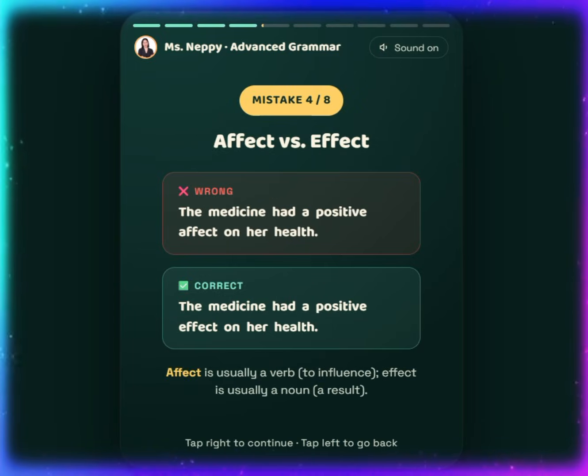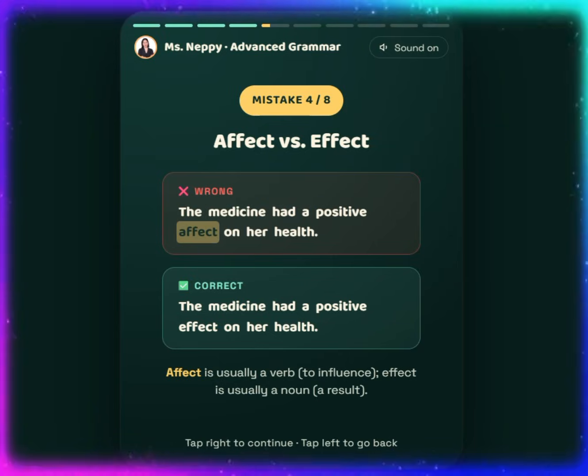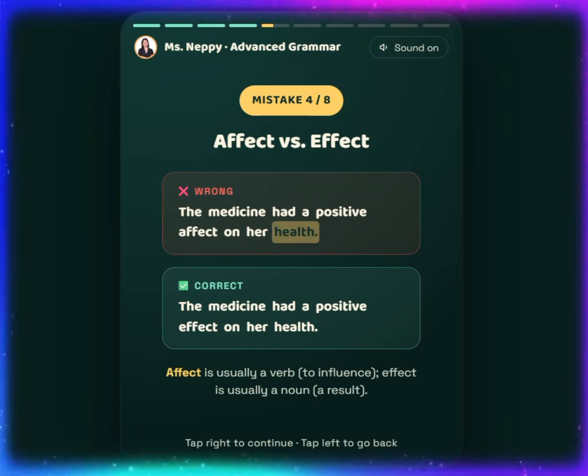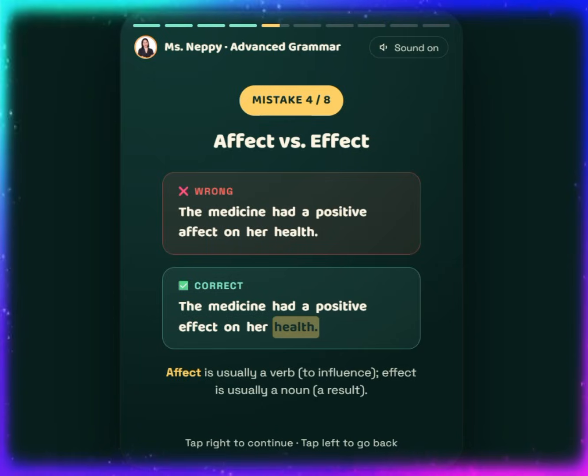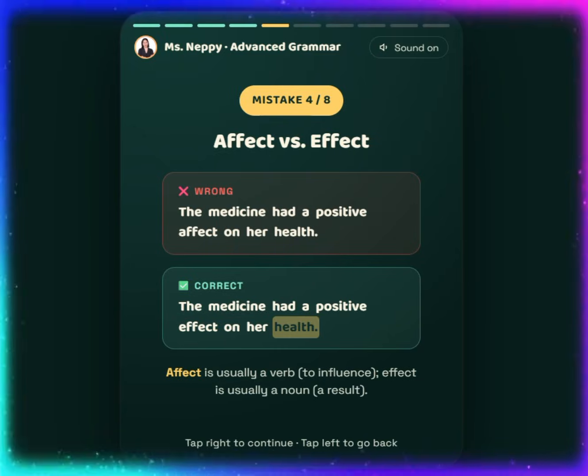Mistake number 4, affect versus effect. The wrong way, the medicine had a positive affect on her health. The right way, the medicine had a positive effect on her health. Remember, affect is usually a verb, meaning to influence something, while effect is usually a noun, meaning a result.